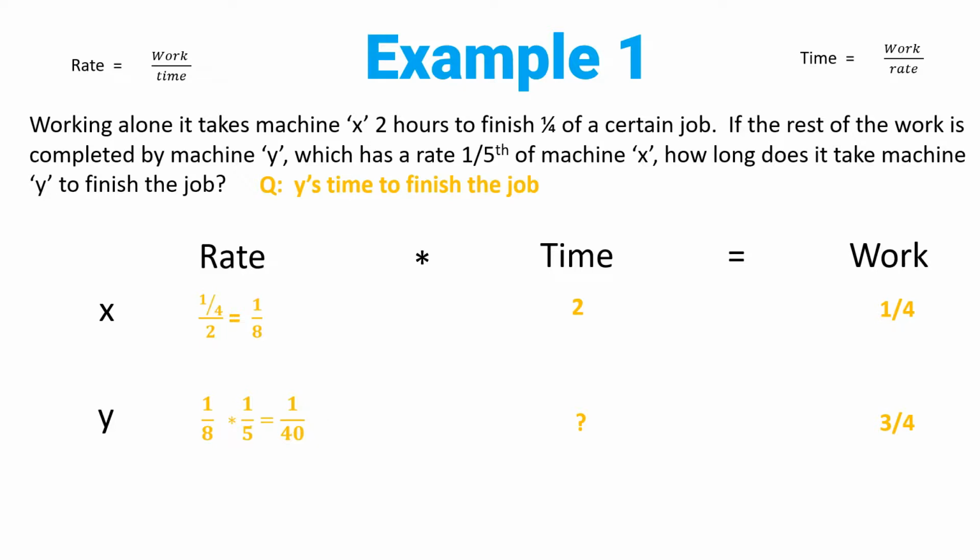Hey, if we have a work and we have a rate, we can compute time, because time is just work over rate. So that must be 3/4 divided by 1/40, which is 30. The answer is 30 hours. Okay, nice job.